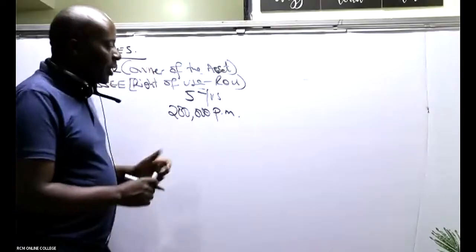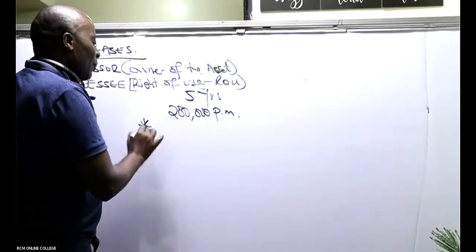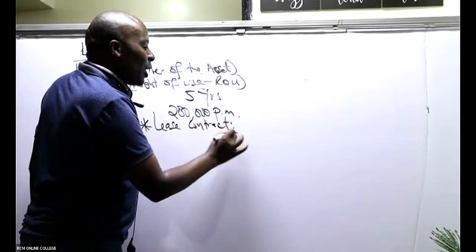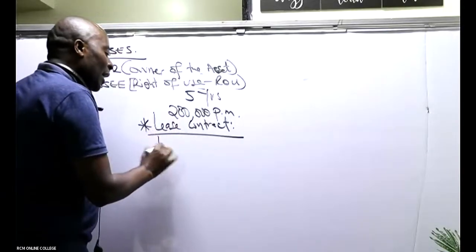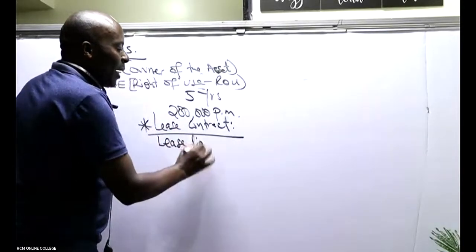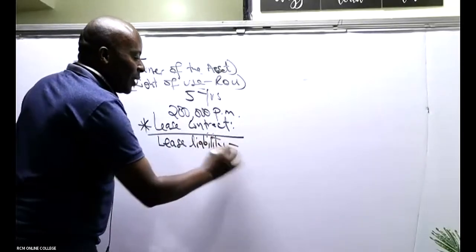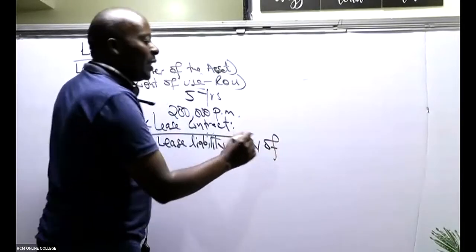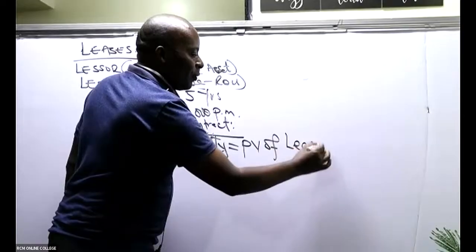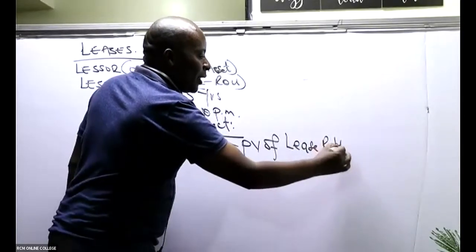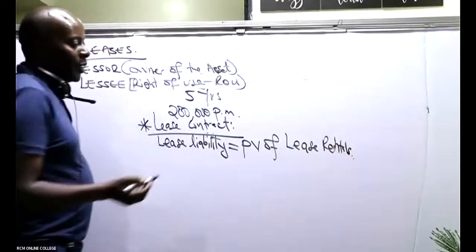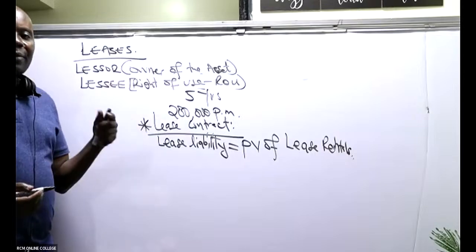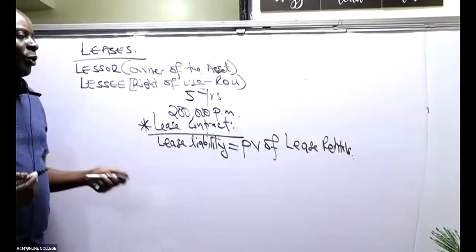So the very first thing you do whenever you sign a lease contract is you must first of all recognize what we call a lease liability. To get this lease liability, we normally take the present value of lease rentals. And I told you, ladies and gentlemen, remember in financial reporting, this present value, you'll not even be given tables. You need to know how to calculate this.